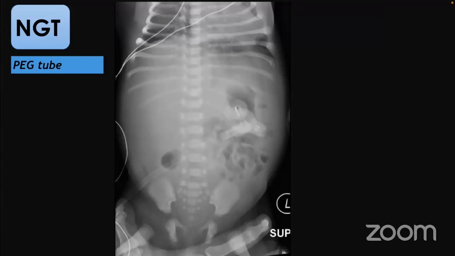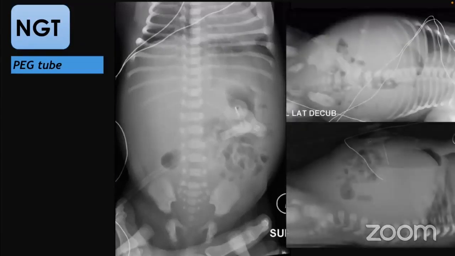Here another big tube. And we did a lateral decubitus film, which confirmed the free air seen in the intra-abdominal cavity.